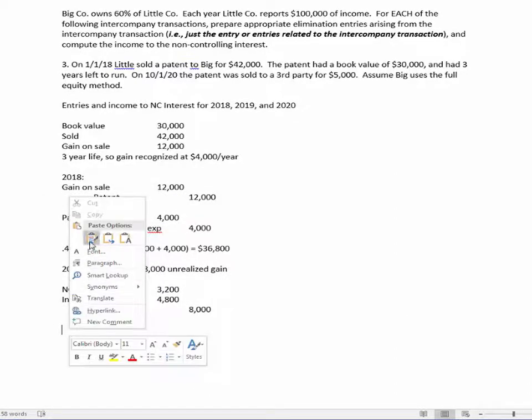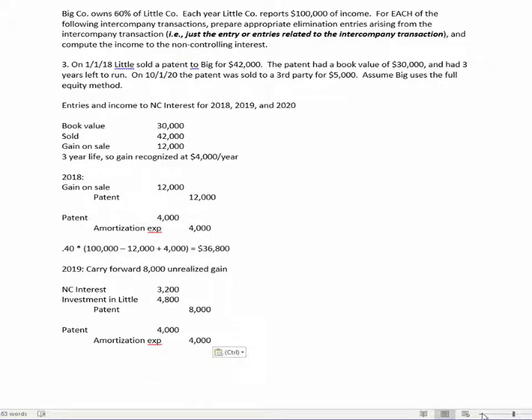of amortization expense. The income to the non-controlling shareholders will be their share, 40%, of the reported earnings plus or minus any adjustments, and the only thing here that affects income is this credit to amortization expense. We're putting a credit on the income statement. That makes income go up. So the non-controlling shareholders get 40% of $104,000 or $41,600.